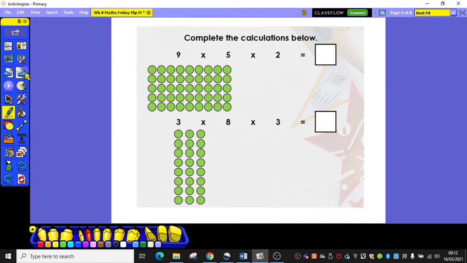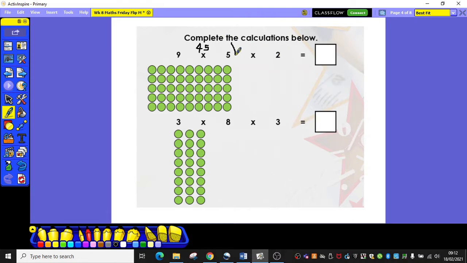Everyone else then today, as I said previously, we're multiplying 3 numbers. So let's just look at this first example. 9 multiplied by 5 multiplied by 2. Okay, so if I've got 5 lots of 9, that is 45. Effectively, what I'm then going to do is multiply that by 2.